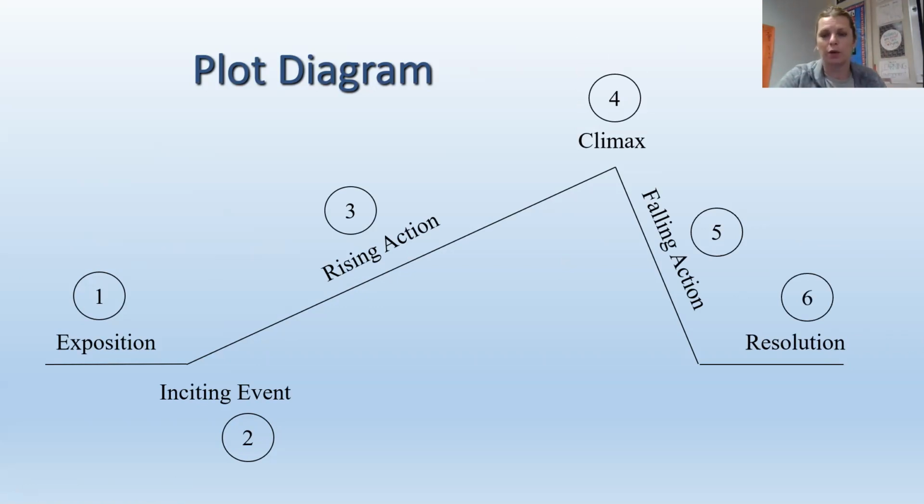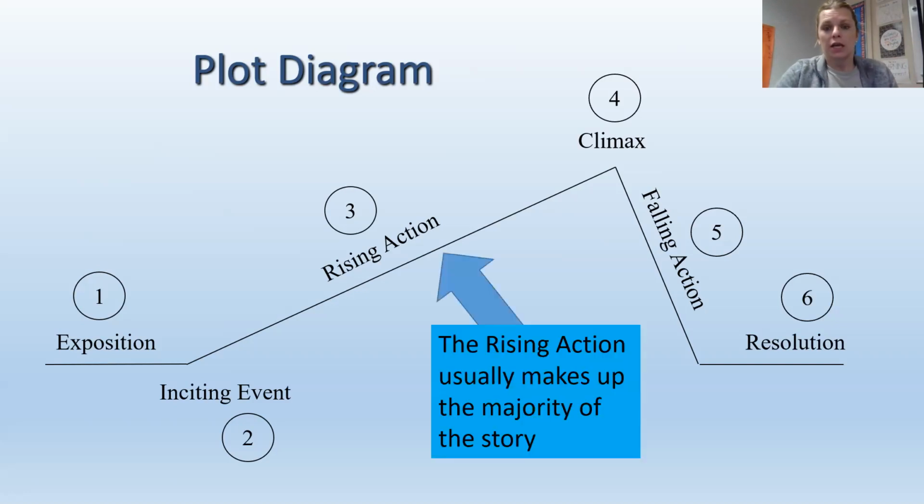Okay? Now we're going to go in depth on each of these in our next slide. But this is our plot diagram. You need to pause and fill it out if you haven't finished already. Okay. Now what's important to know is that the rising action usually makes up the majority of the story. So most of what happens in the plot is the rising action. The exposition and the exciting event can be very short, actually. The climax could also be very short, or it could be long, but this is where the majority of the story happens.